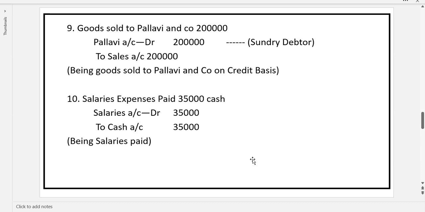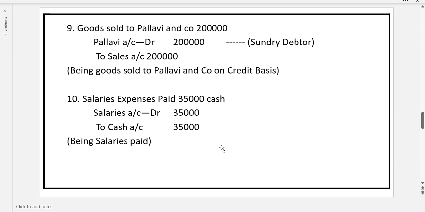Now coming to the next. Salaries expenses paid 3,50,000 cash. See guys, salary. Don't think that we will be receiving the salary. Why is it not an income? Why is it an expense? Think from the business point of view. The owner will pay the salary to the employees, so for the business, it is an expense. So salaries account debit to cash account.